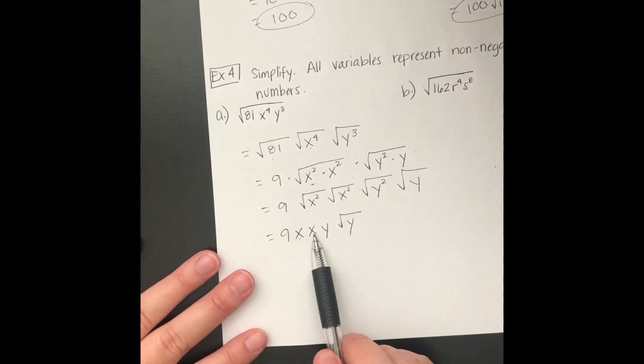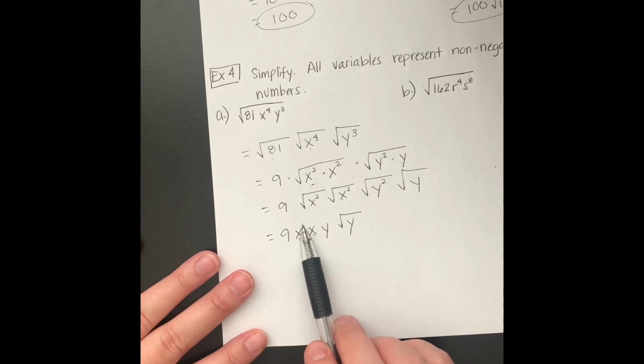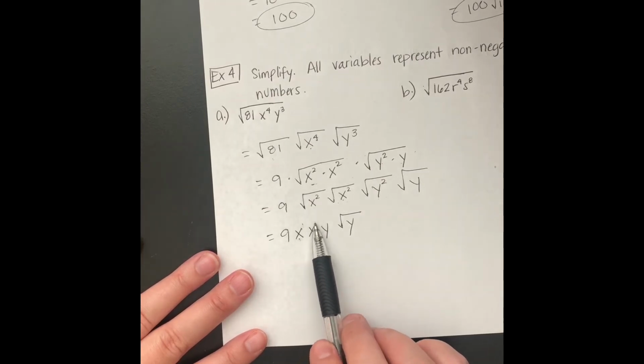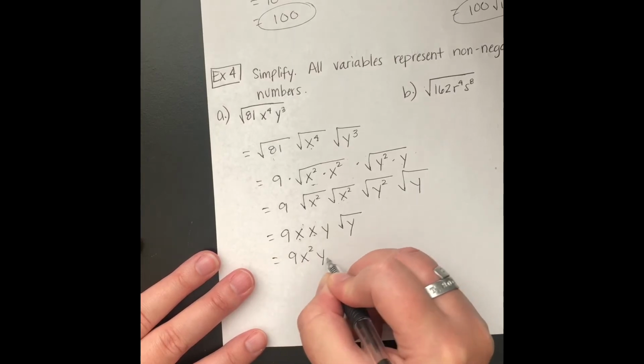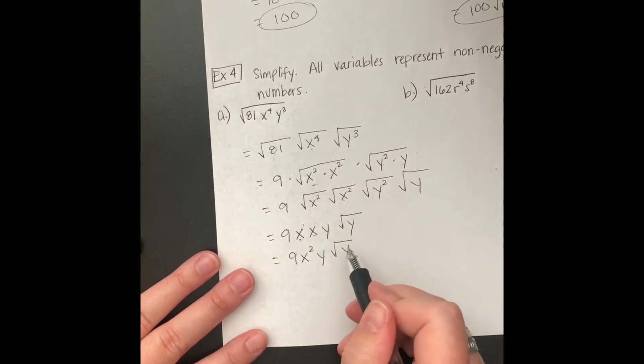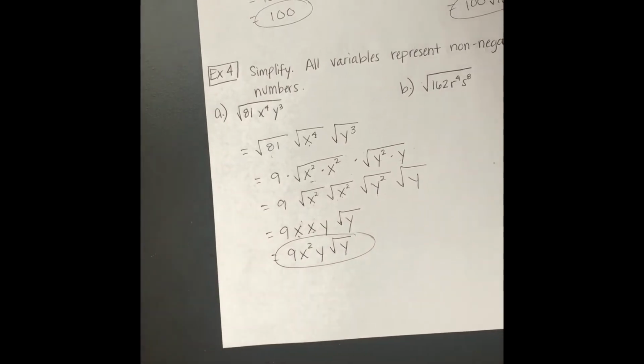We have x and x. Since we're multiplying them, we're going to add the exponents. The exponent here is 1, and this one is 1. So 1 plus 1 is 2. It's going to be 9x squared times y times the square root of y. And it looks funny, but that's your answer.